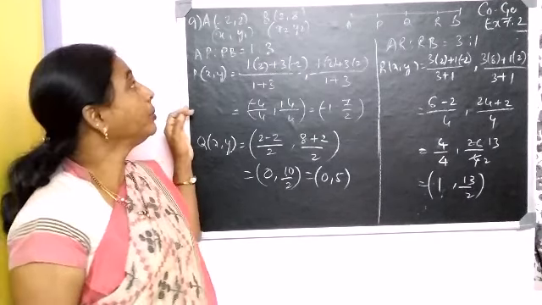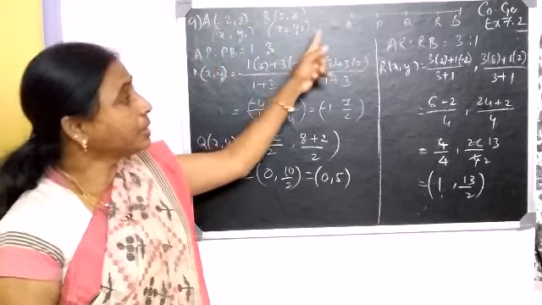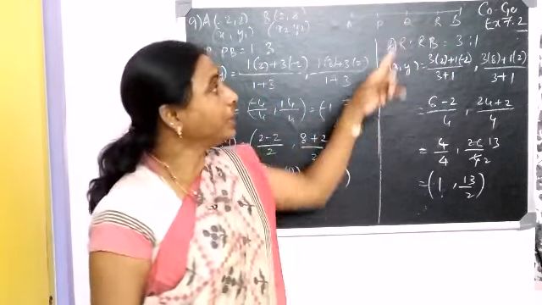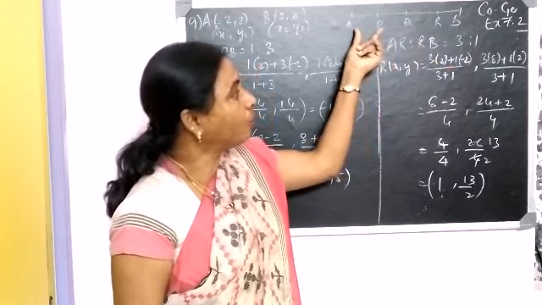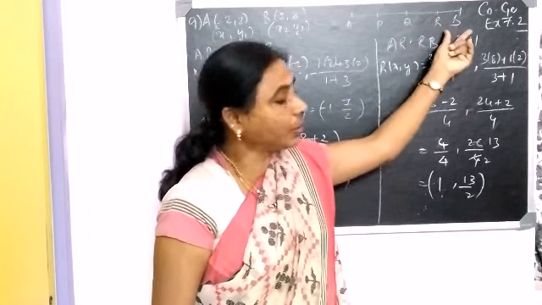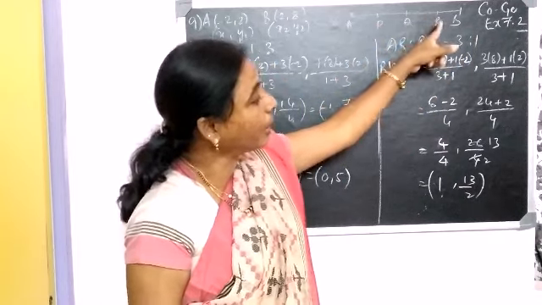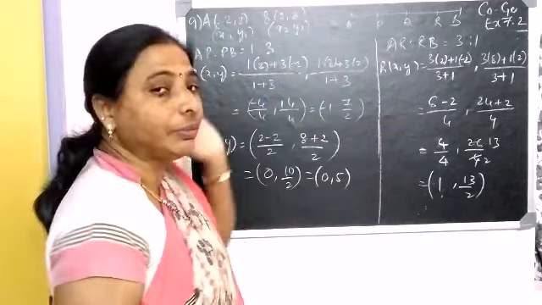In the next problem of this 9th one, AB is a line segment divided into 4 parts. That means P, Q, R: one part, second part, third part and fourth part. We have to find the coordinates of P, the coordinates of Q and the coordinates of R. All the 3 we have to find out.